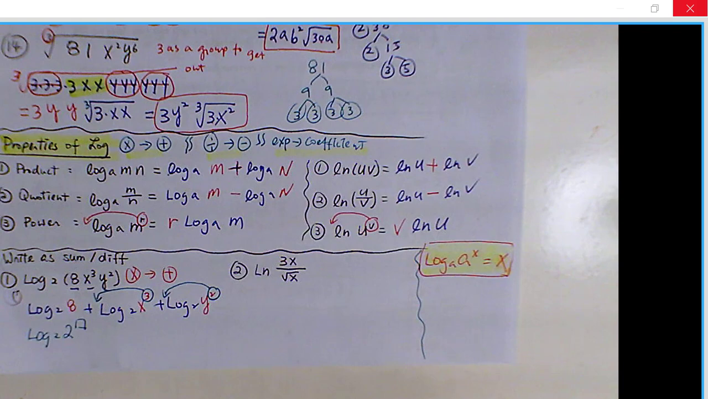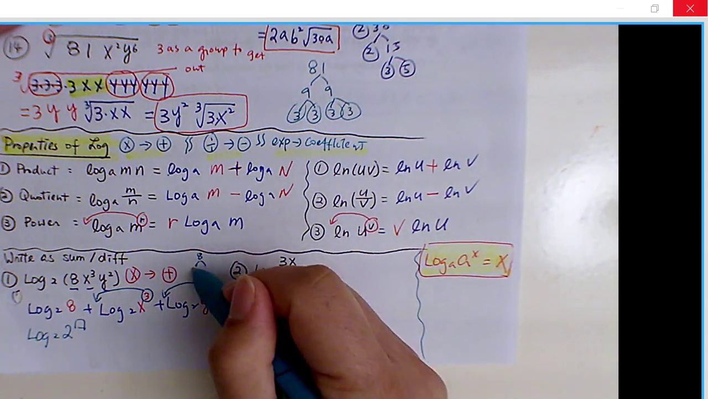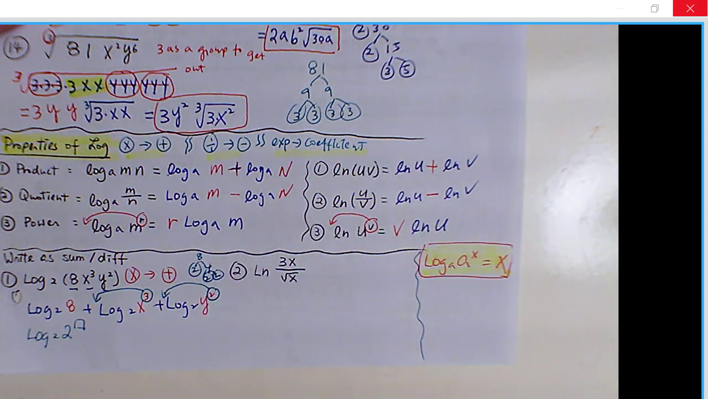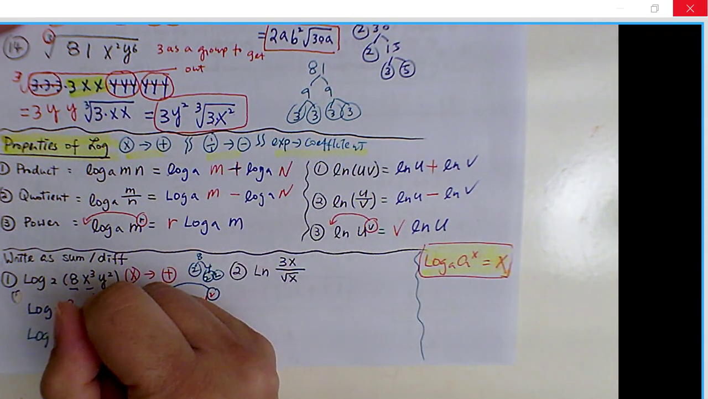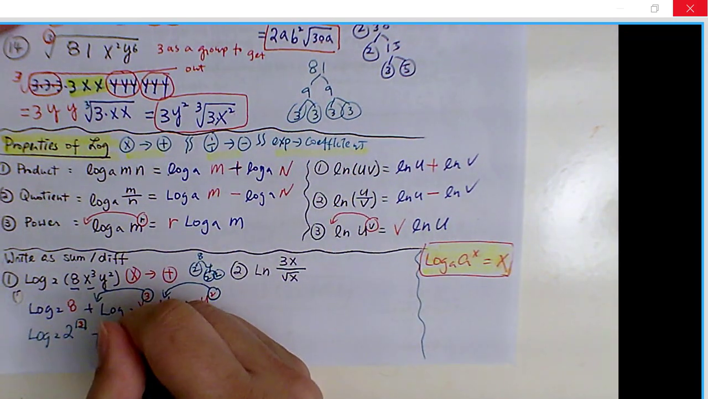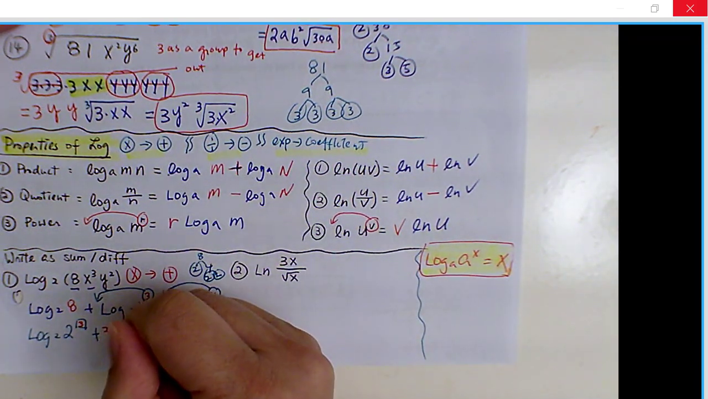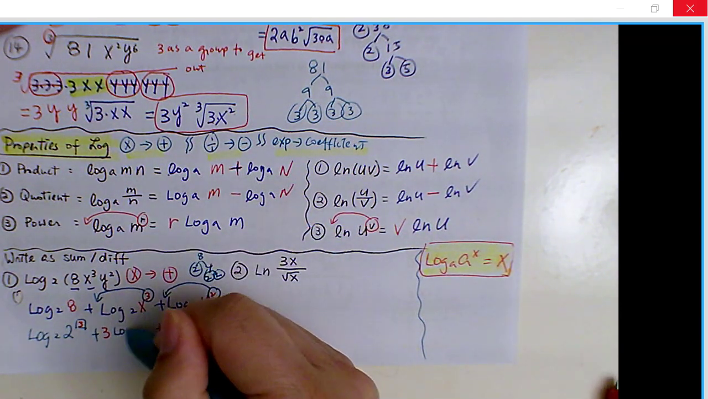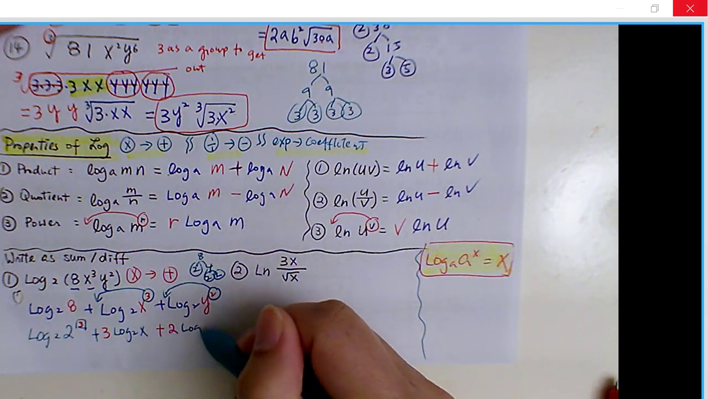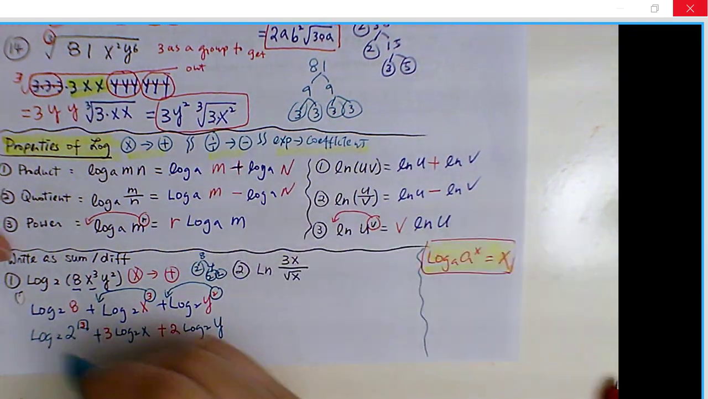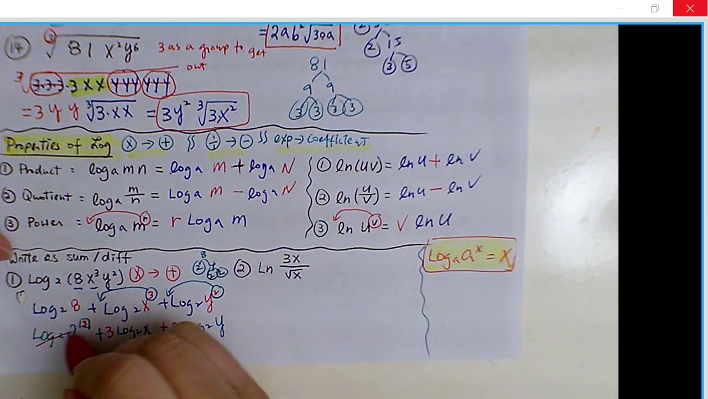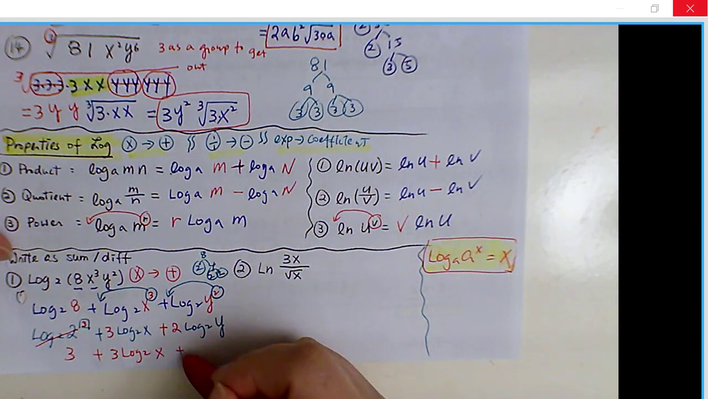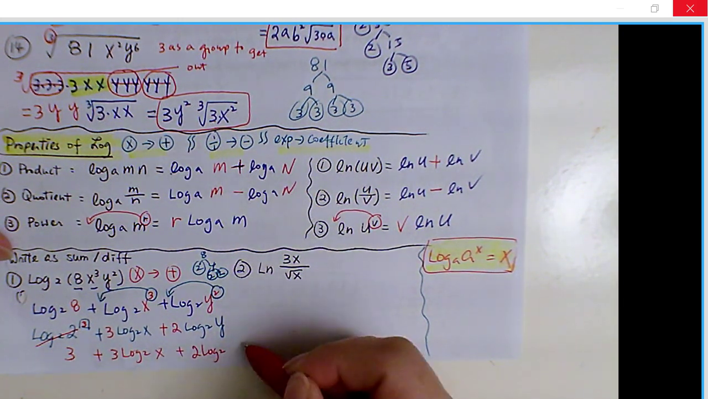8 is 2 to what power? So 8 can be 2 times 4 and 2 times 2, right? So it's 2 times 2 times 2. So it's basically 2 to the third power. And then we have my exponents here. We have the exponents here. This is log base 2 of x. And this is log base 2 of y. So we can cancel this one. This becomes 3 plus 3 log base 2 of x plus 2 log base 2 of y.